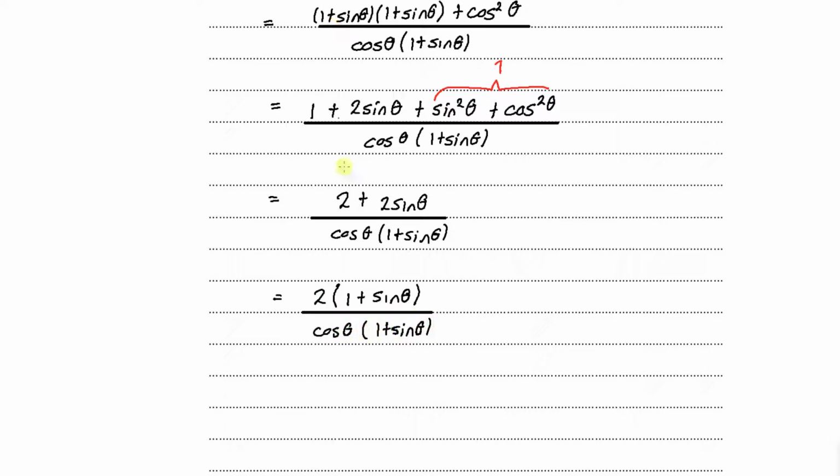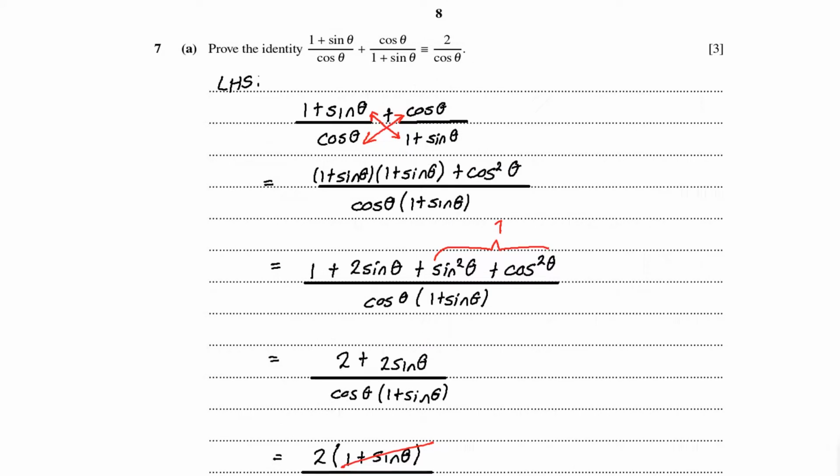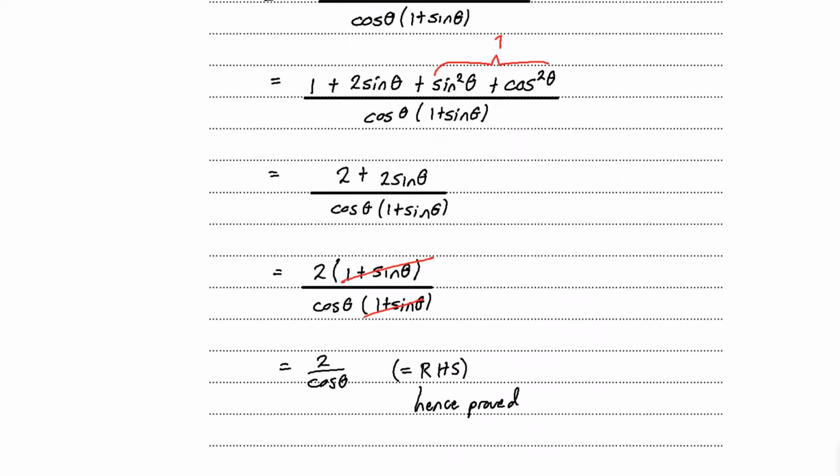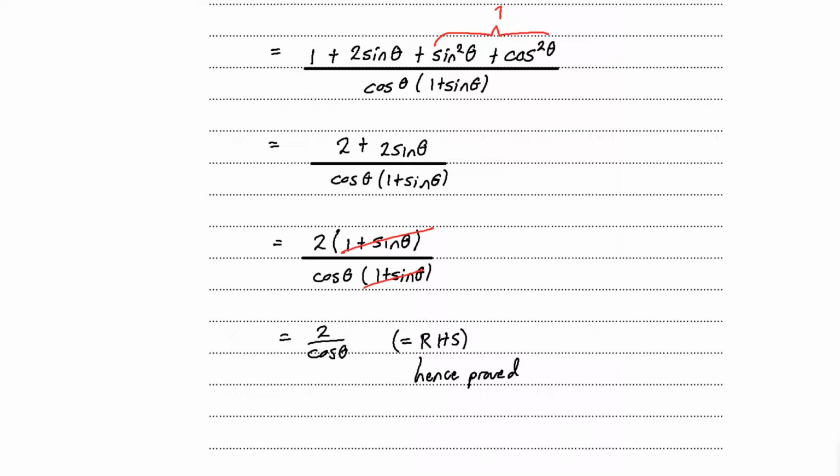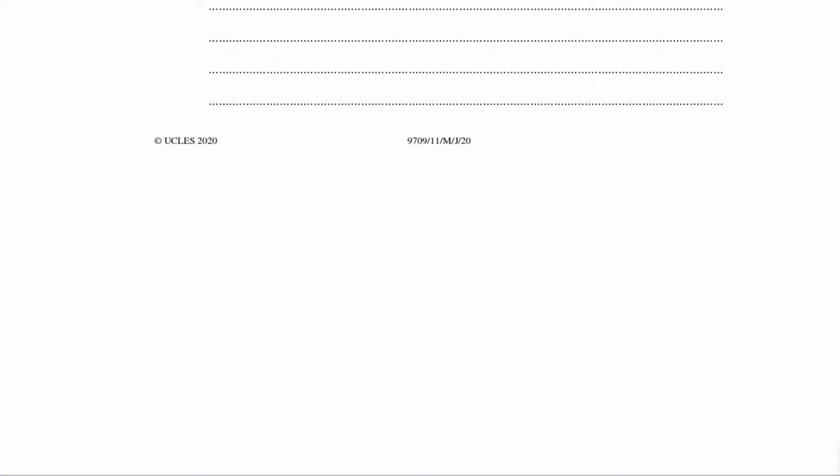And now you can see that I can actually cancel out 1 plus sine theta for the numerator and denominator. And I'm left with 2 over cos theta. And this is the answer. This is actually equal to the right hand side, hence proved. So that's what they wanted us to prove, that it's all equal to 2 over cos theta, and that's exactly what we got. And we're done with question number 7. So let's go on to part B of the question.